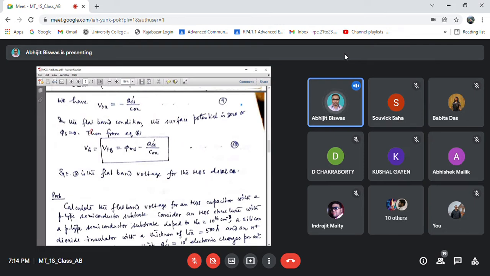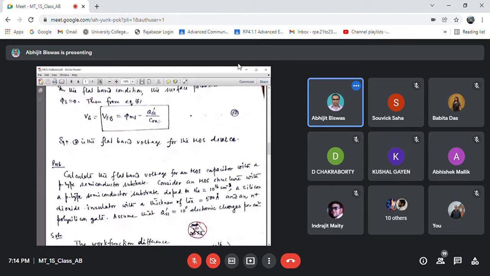So equation 10 is very important because you may be asked to derive it. The flat band voltage depends on the metal semiconductor work function difference, the equivalent oxide charge density Q'ss, and also on the oxide capacitance per unit area.